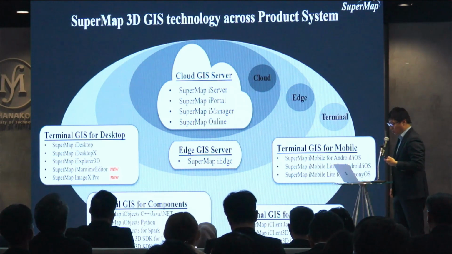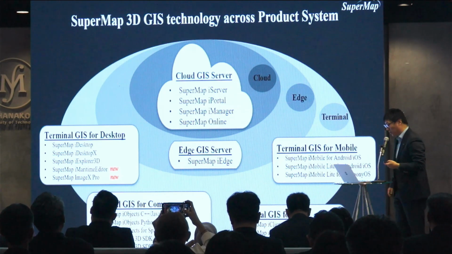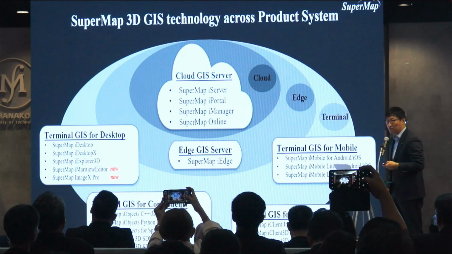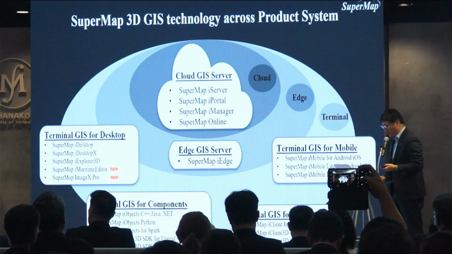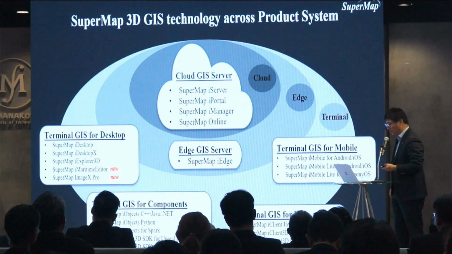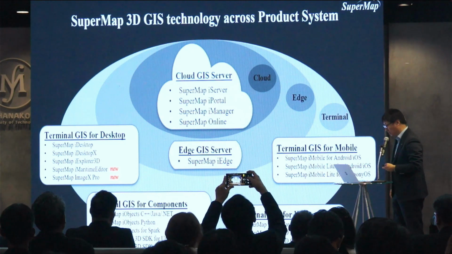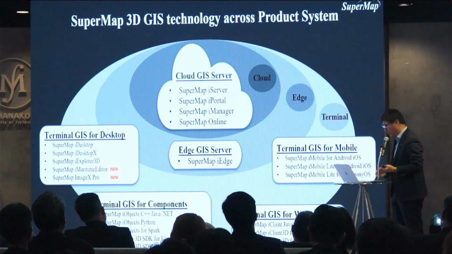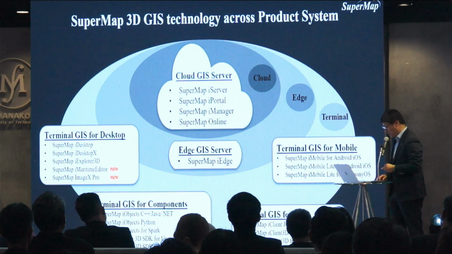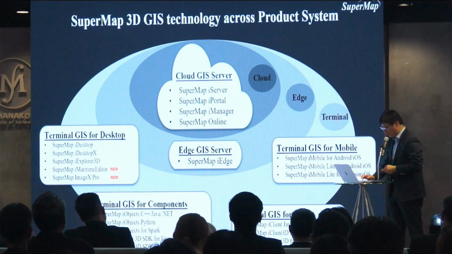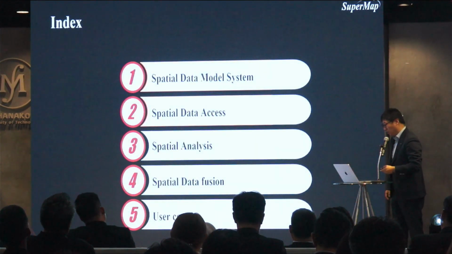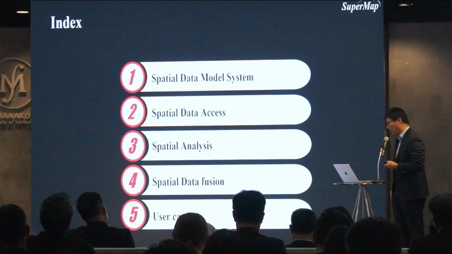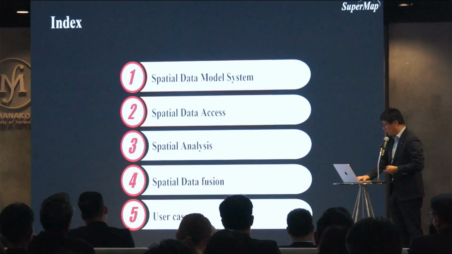3D GIS also drives deeper engagement and interaction with advanced 3D capabilities and seamless integration with IT technologies. It also allows users to explore and analyze spatial relationships in an intuitive way across a variety of devices, dashboards, and applications. Today, I will talk about the latest improvements in SuperMap 3D technologies in 5 aspects.